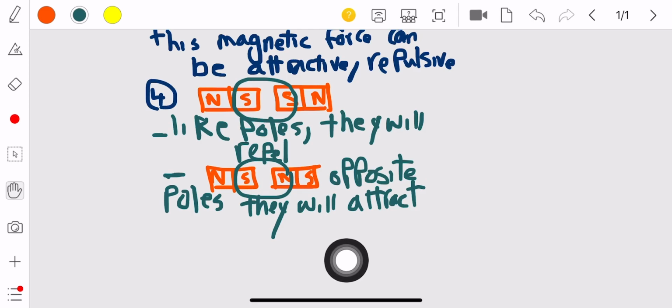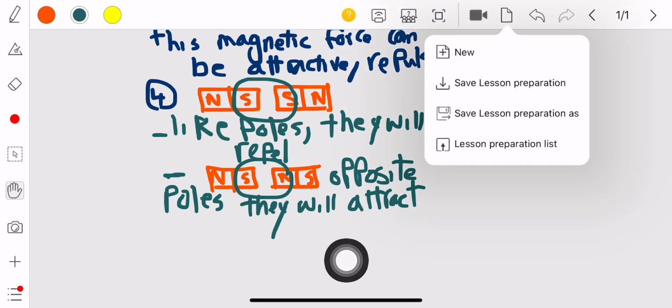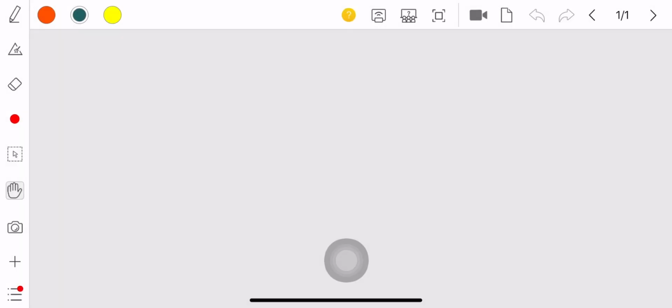Done? Okay. The second part will be about the types of magnet. Do we have types of magnet? Yes. So the second idea with us will be the kinds or types of magnet.